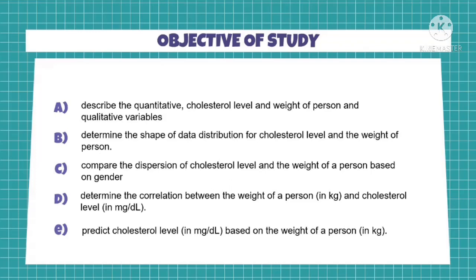I will start with the objective. One of the objectives is to describe the quantitative and qualitative variable and determine the shape of data for it. Besides, compare the dispersion of cholesterol level and weight of a person based on qualitative variable using coefficient of variation. We also need to determine the correlation between cholesterol level and weight of a person and predict the amount of cholesterol level and weight of a person.